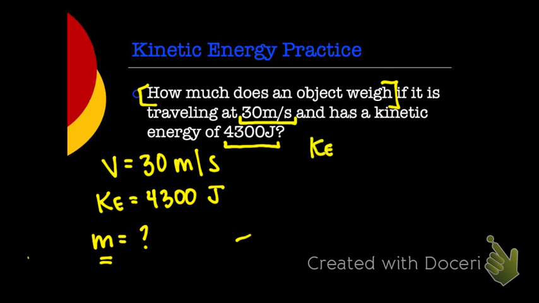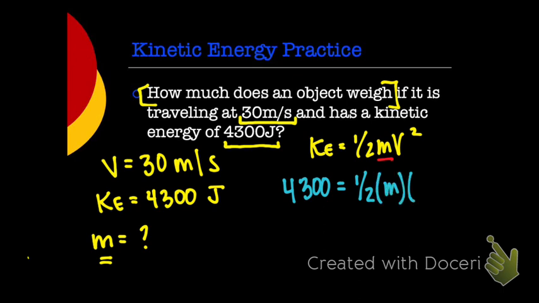All right, my equation looks like this. Kinetic energy equals 1/2 mv squared. I'm solving for m. So let's put in my numbers. Kinetic energy is equal to 4,300 joules equals 1/2 times m times v squared. Okay, so we've got to do some algebra now to get m by itself. Our goal is to have m by itself. Would we agree there? Can you identify the first step in my problem?